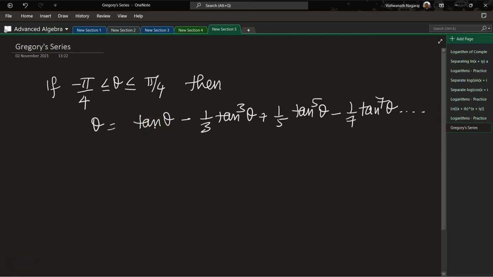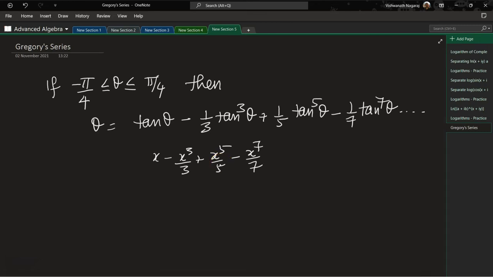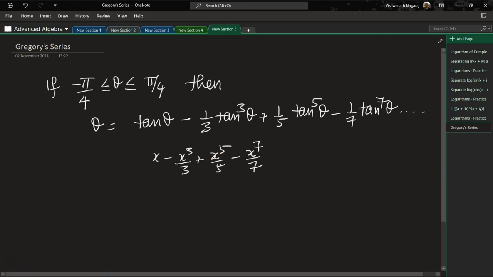How do we begin to do this? Can you see, identify any patterns? Let's say we treat this tan theta as x. So what we will end up with is x minus x cube by 3 plus x5 by 5 minus x7 by 7, right? And this is a pattern which we do recall. It comes as the imaginary part, so you have a real part plus i and this expansion comes. Okay, so let's see what we can do.